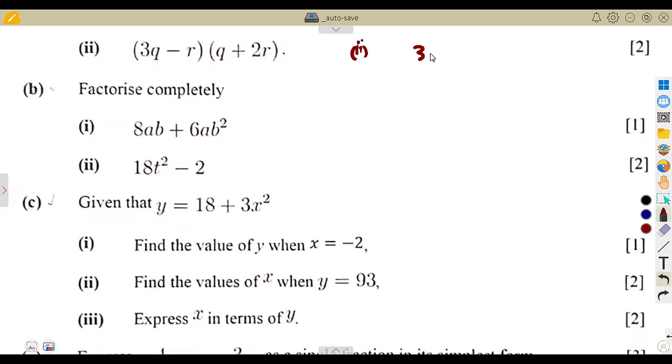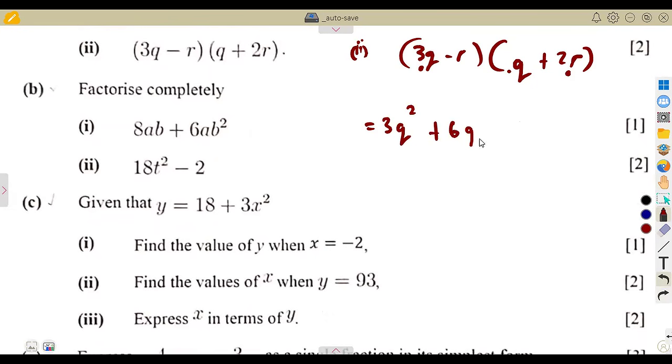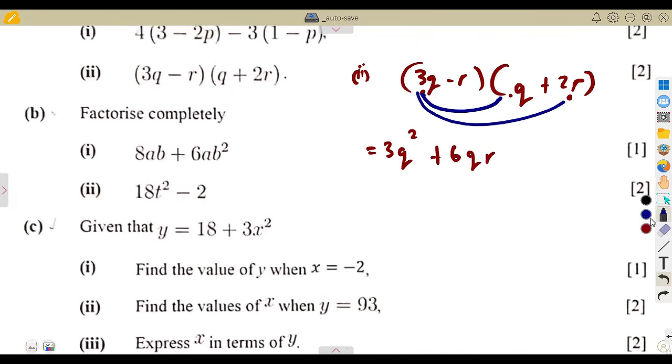All right, expand the brackets again. On item 2, you're given 3q minus r into the bracket of q plus 2r. So there we are going to consider the same idea. This part multiplies everything, minus r also multiplies everything. So that's 3q multiplies q, which is going to be 3q squared. 3q multiplies 2r there, that is going to be 6qr. Okay, so you multiply this to here, you also multiply this to here. After that, you do the same thing, minus r times q, that is minus qr. Then minus r times 2r, that is going to be a negative 2r squared.